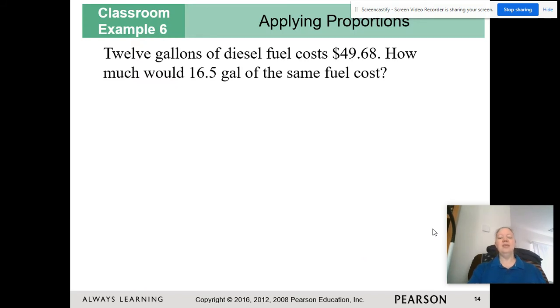Okay, this is a very typical proportion problem. Most of the time when we have proportions on a test, they are in the form of a word problem. So it's really helpful if we label the units. We've got gallons and we've got dollars. It doesn't matter where you initially put the gallons and the dollars, as long as you are consistent on both sides.